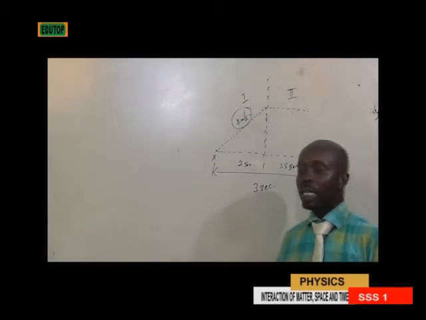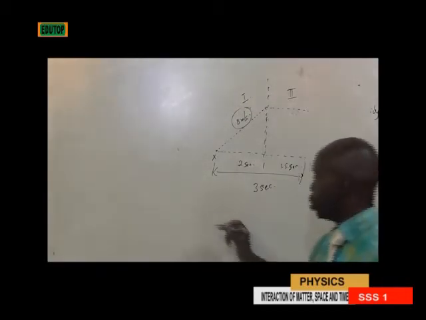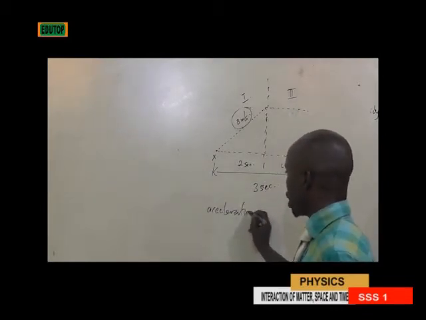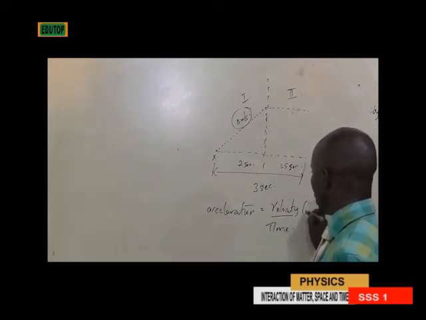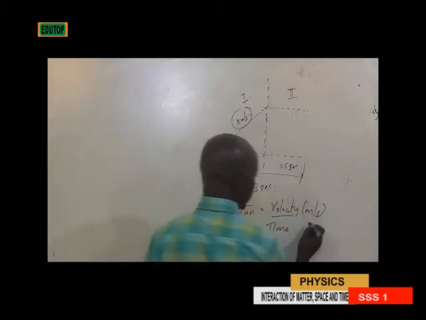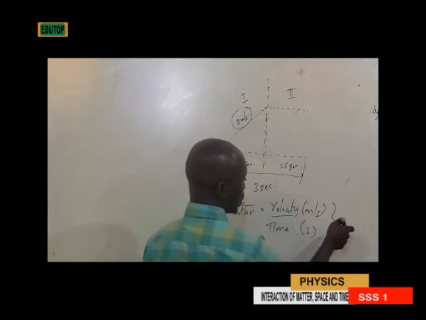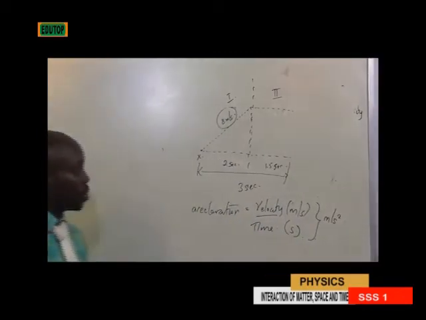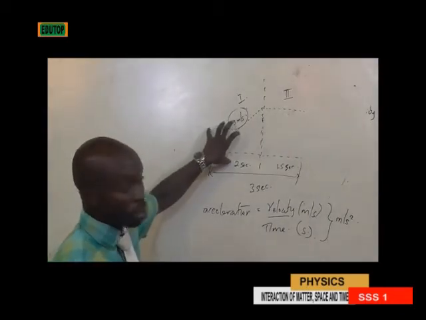So for us to calculate the acceleration for stage I, what do you do? You deduce the formula for acceleration. I gave it the other time. Acceleration is your velocity per time. Velocity is measured in what? In meters per second, while your time is measured in seconds, which will give us what? The whole unit to be meter per second squared. So from here now, what do you do? You analyze it based on your first parameter.